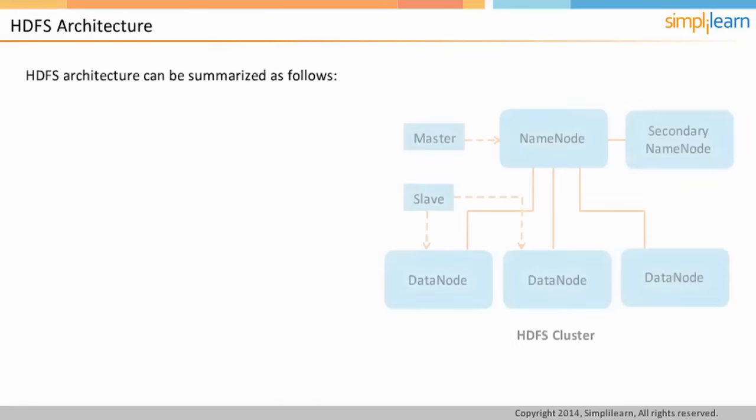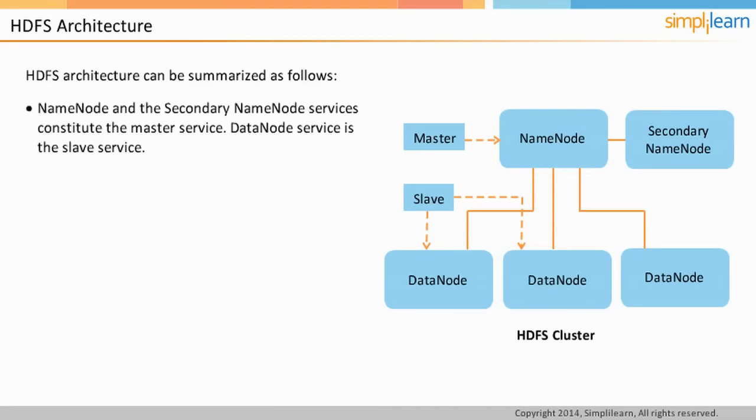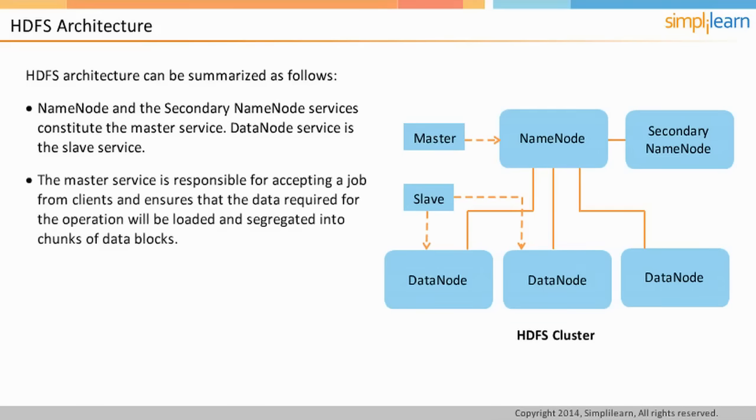A typical HDFS setup is shown on this screen. This setup shows the 3 essential services of Hadoop: name node, data node, and secondary name node services. The name node and the secondary name node services constitute the master service, whereas the data node service falls under the slave service. The master service is responsible for accepting a job from clients and ensuring that the data required for the operation will be loaded and segregated into chunks of data blocks.